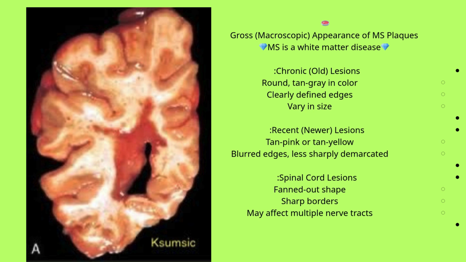Gross, macroscopic, appearance of MS plaques. Chronic, old, lesions are round, tan gray in color, with clearly defined edges, and vary in size. Recent, newer, lesions are tan pink or tan yellow, with blurred edges, less sharply demarcated. Spinal cord lesions have a fanned out shape, with sharp borders, and may affect multiple nerve tracts.